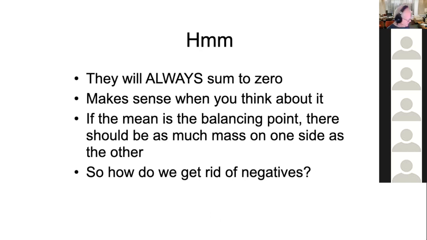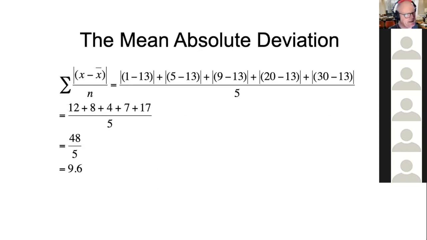How do we get rid of negatives? Do you remember in about grade 7 when your teacher taught you about absolute value and you said, I'm never going to use this? Now you are. Negative 4 and 4 both have the absolute value of 4. It's how far away something is from 0. So we're going to take the absolute value of the numerator, what we had before. Now instead of negative 12, negative 8, we get 12 plus 8 plus 4 plus 7 plus 17, which should equal 48, assuming I did that right. Divided by 5, which gives us 9.6.